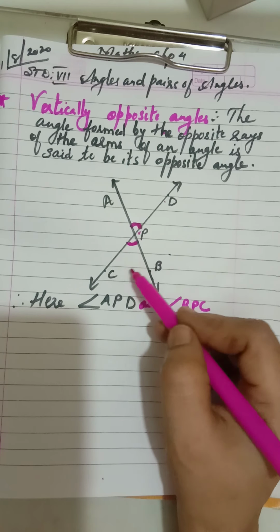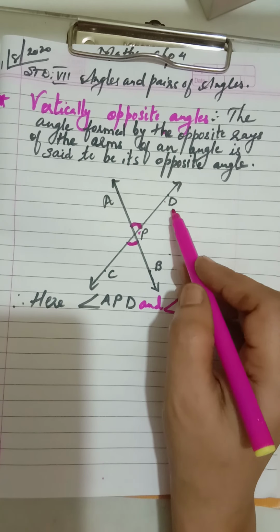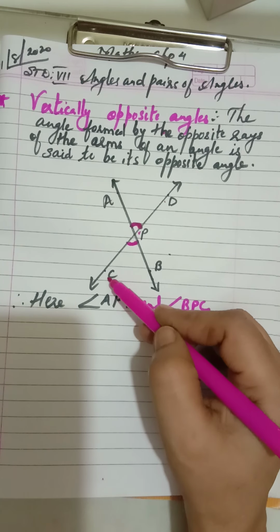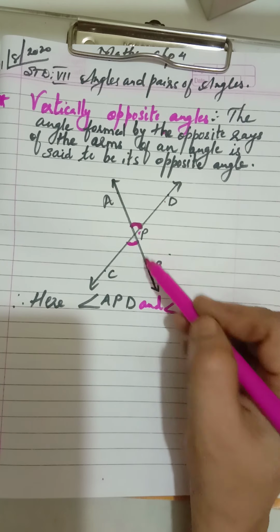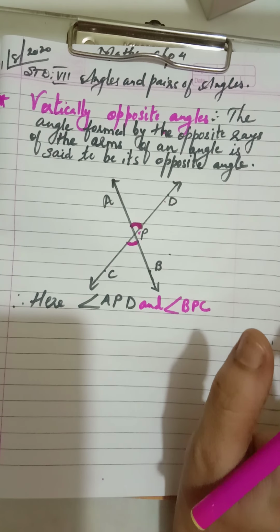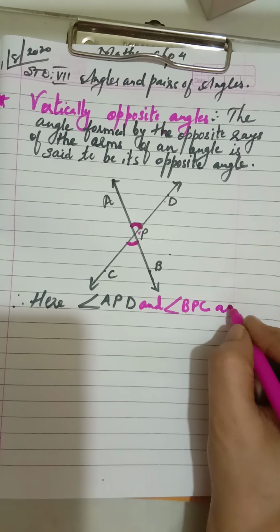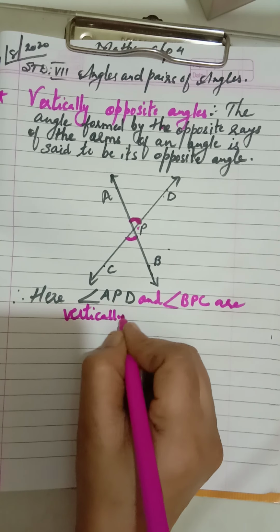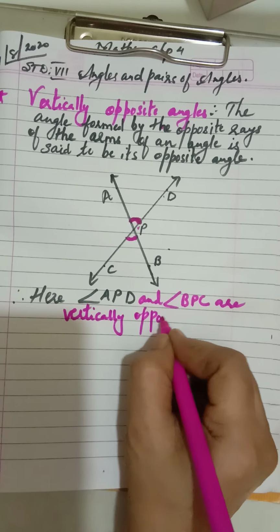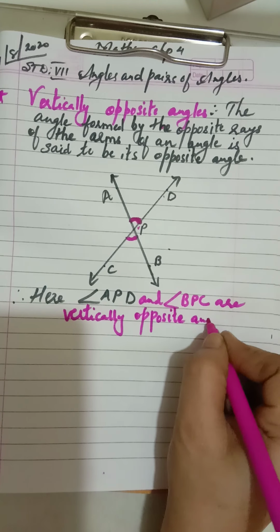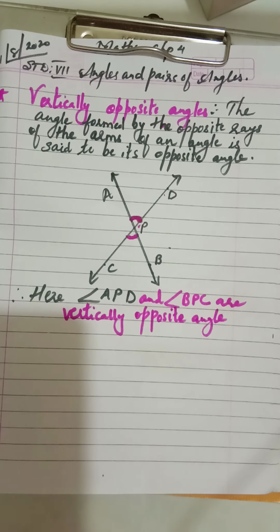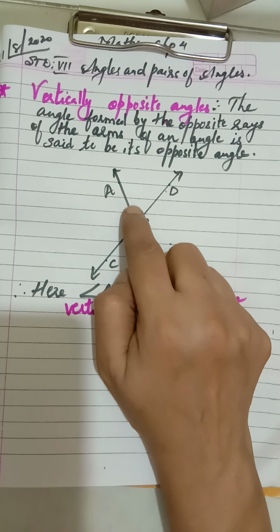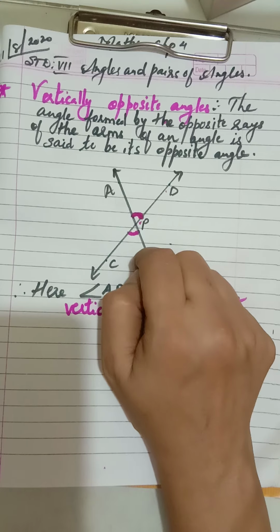Anyways, you can start from this side or this side. Same way you can say DPA, that means this angle. Its vertically opposite angle will be CPB. These are vertically opposite angles. Again see children very carefully, this angle and this angle are vertically opposite angles.